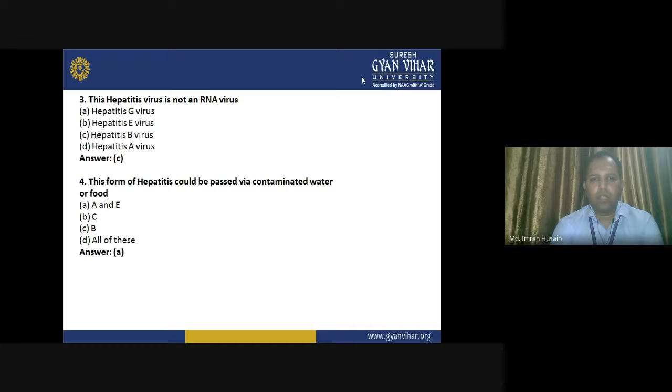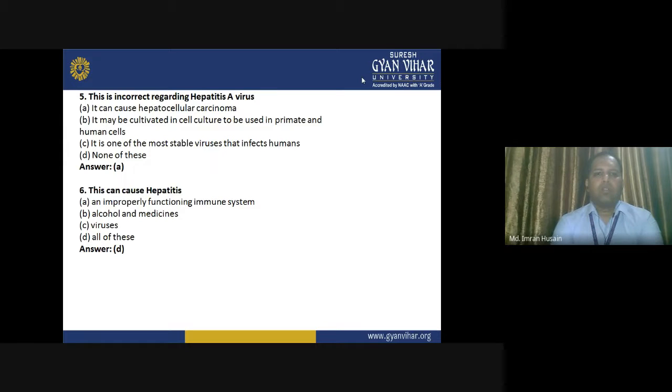This form of hepatitis can be caused by contaminated water or food. That is hepatitis A and hepatitis E. This is incorrect regarding hepatitis A virus. The correct answer is it can cause hepatocellular carcinoma. Hepatitis A virus cannot cause hepatocellular carcinoma. This can cause hepatitis: a improperly functioning immune system, alcohol and medicines, viruses. The correct answer is all of these, answer D.